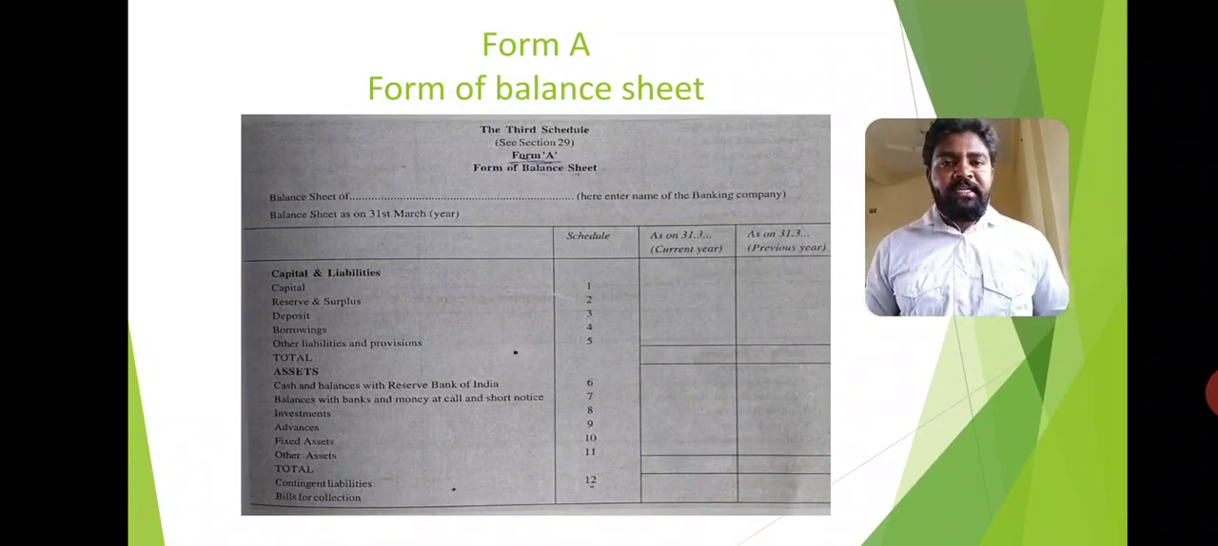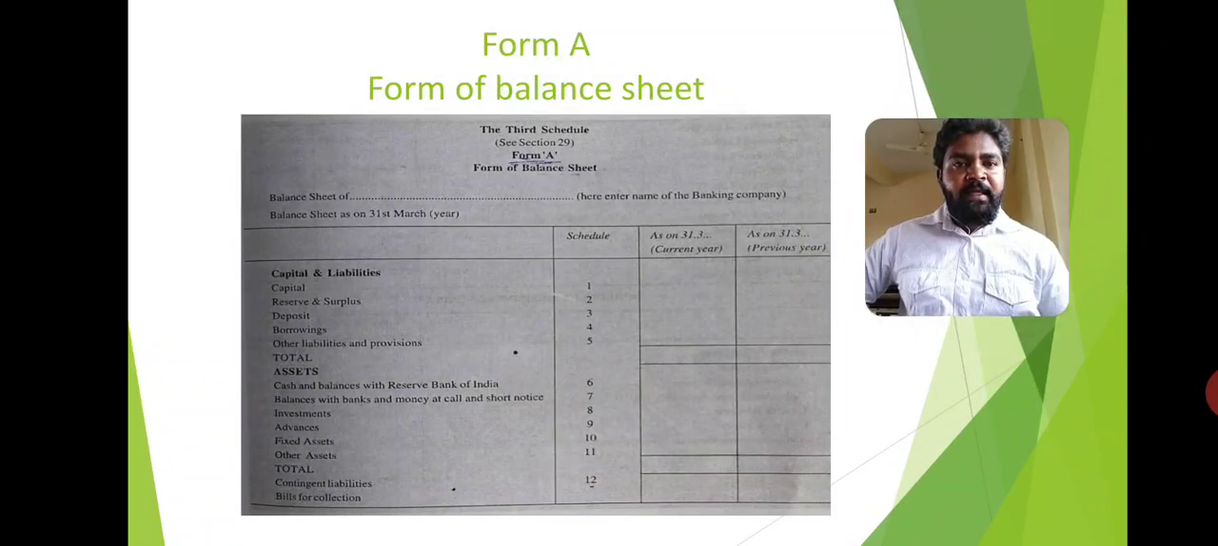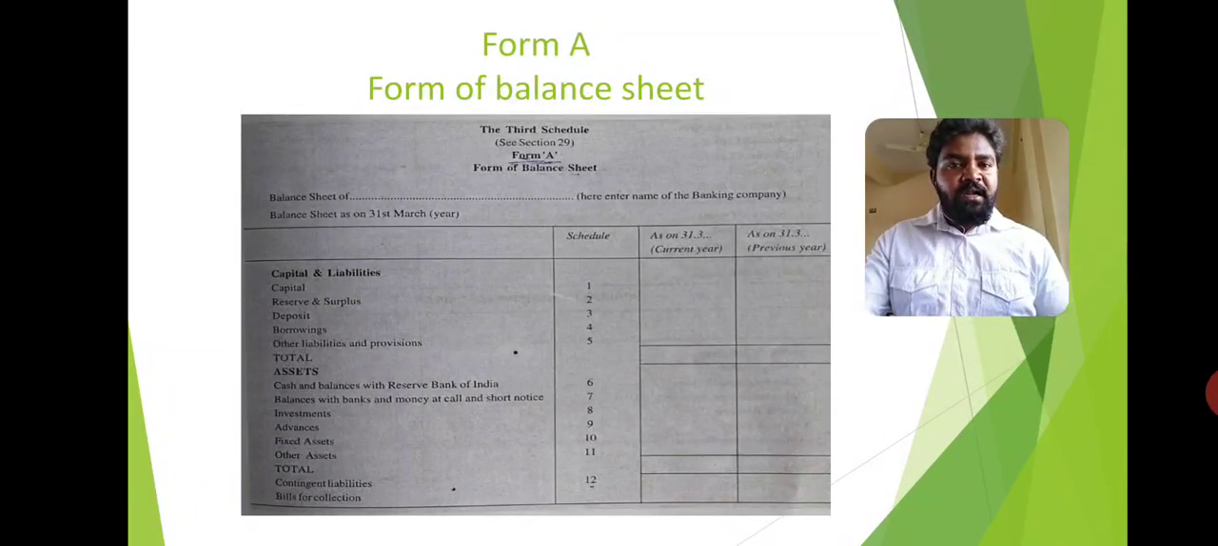Okay, let's come to the assets. Here, cash and balances with the Reserve Bank of India is schedule number 6. Here, the bank will deposit in the Reserve Bank of India. And next, balance with banks and money at call and short notice. Balance with banks, balance with other banks, is also an asset. Whenever the money is required, other banks will repay to the banks. Money at call and short notice is also an asset.